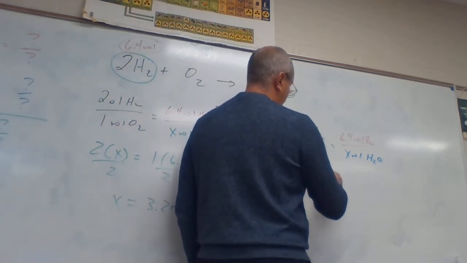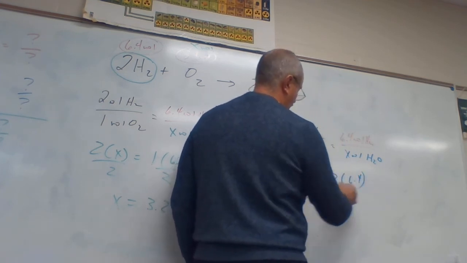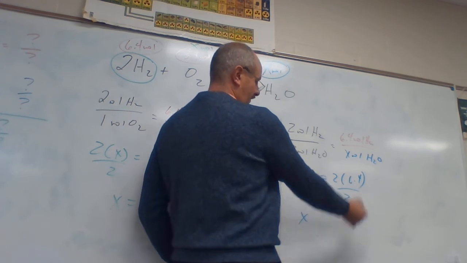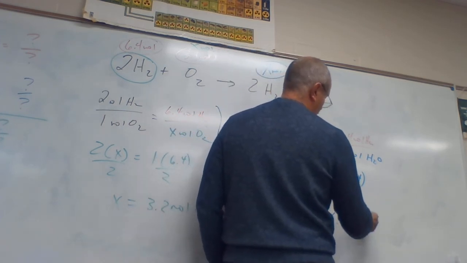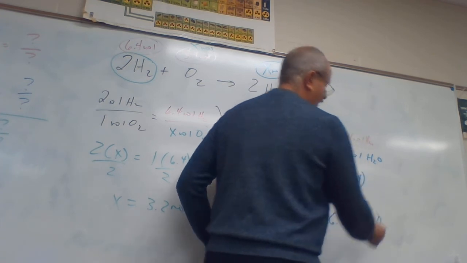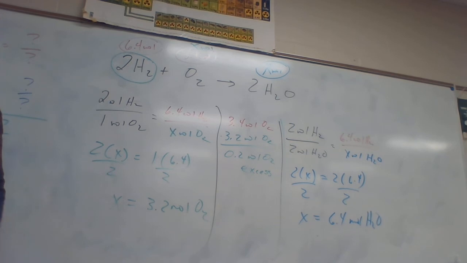Those of you who know math already, this is really a 1-to-1 ratio, 2 over 2. But 2 times X equals 2 times 6.4. Divide both sides by 2 to get X by itself. Well, there it is, they divide out each other. So we get 6.4, and that's moles of H2O that'll be made. So there's my answer.